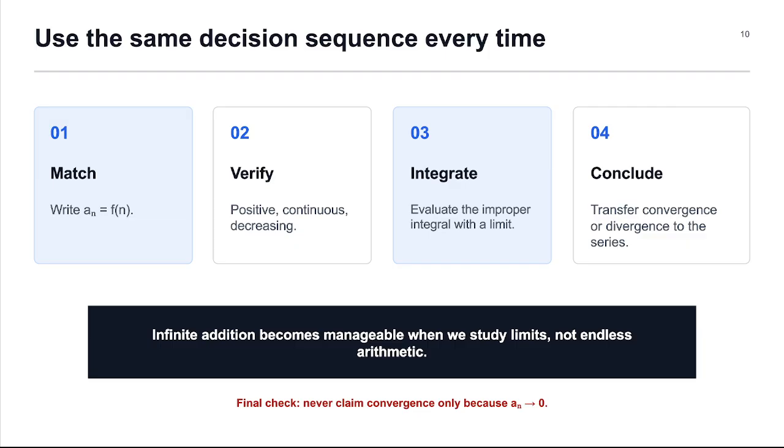Finally, remember the most common mistake. A sub n approaching 0 is necessary, but it does not prove convergence. The harmonic series is the clearest counterexample.